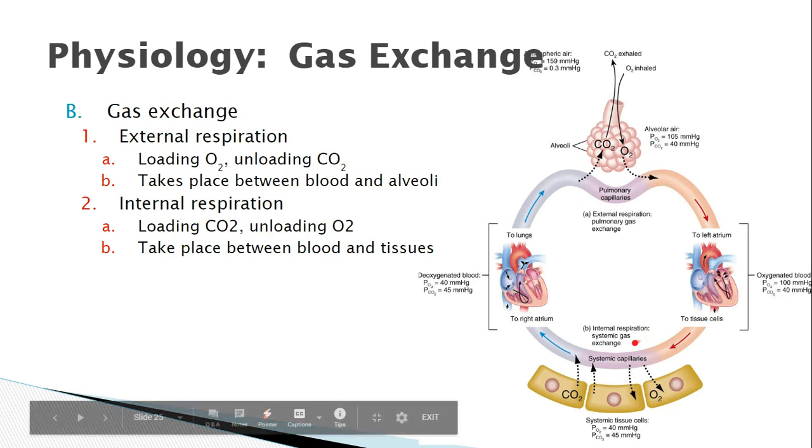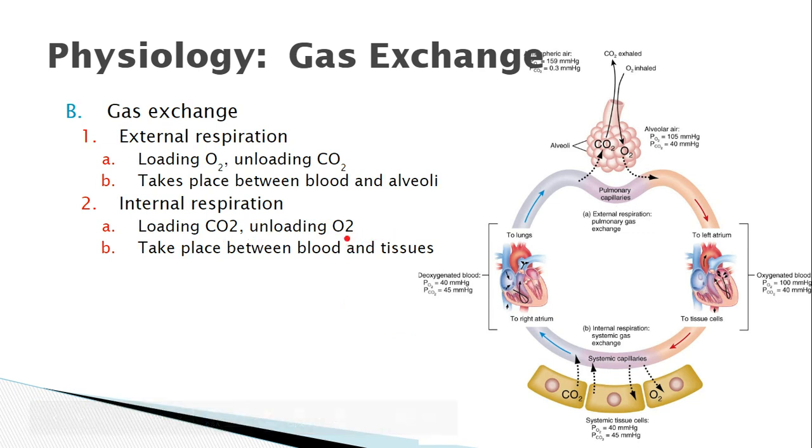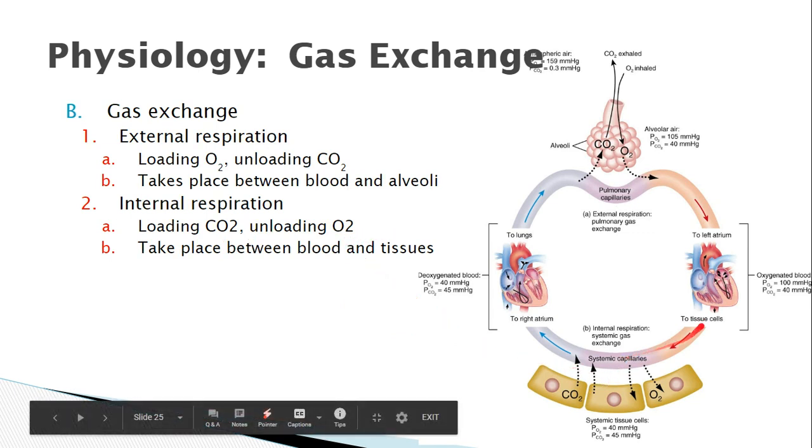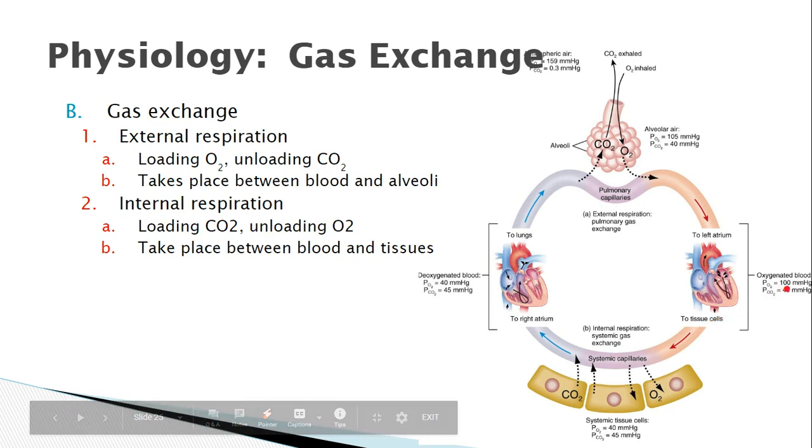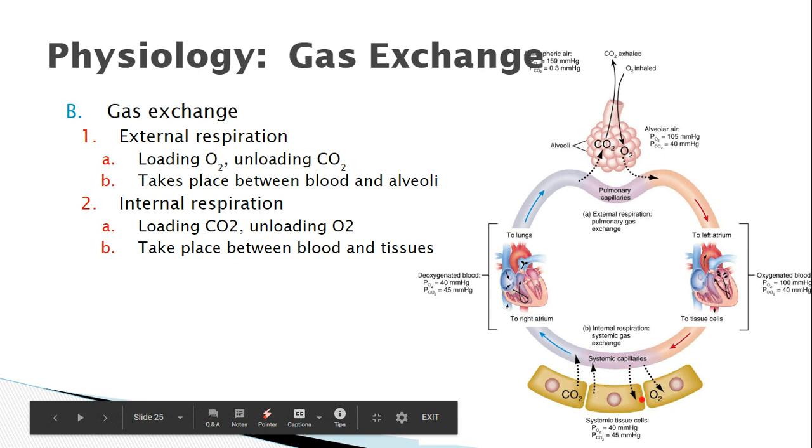The oxygenated blood then goes down into our capillaries and our tissues. This is where we do internal respiration, where we load carbon dioxide and unload oxygen. Here we see the PO2 of 100 versus our tissues that have about a PO2 of 40. So obviously, this is going to go down its concentration gradient from 100 to 40, and we're going to dump off oxygen. At the same time, carbon dioxide is 40 in the blood, and in the tissues, it's about 45. So we're going to do a quick exchange, and when the blood comes back out, we've increased its carbon dioxide load.